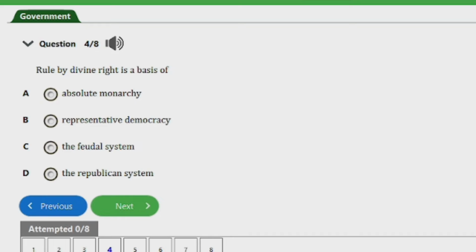So over here we have question number 4. It says, a rule by divine right is the basis of A. absolute monarchy, B. representative democracy, C. the feudal system, D. the republican system. So guys, the answer to this question is option A, that's absolute monarchy. And that's it for this question. So let's head on to the next one guys.